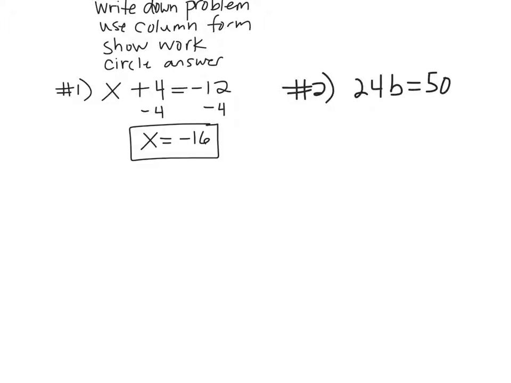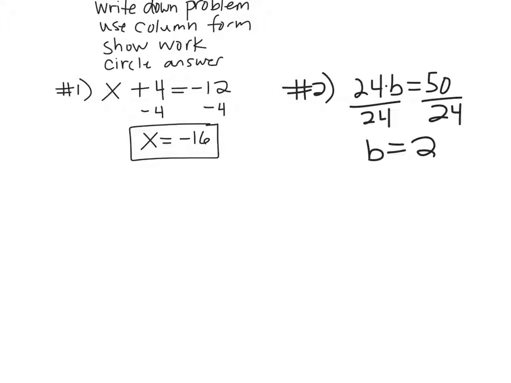So here, this is 24 times b. To get rid of it, to unwrap it, we have to divide by 24. So b equals 50 over 24. You can get your calculator out. I don't mind if it's in fraction form or decimal. This is an ugly decimal, 2.083 repeating.